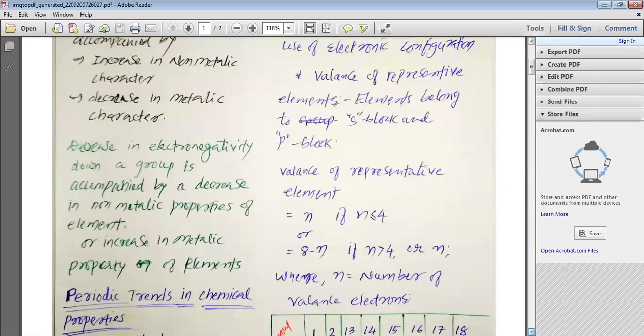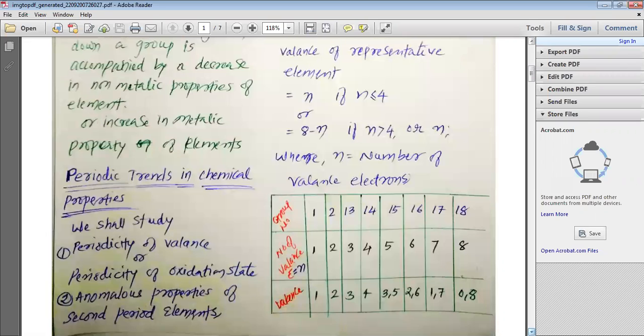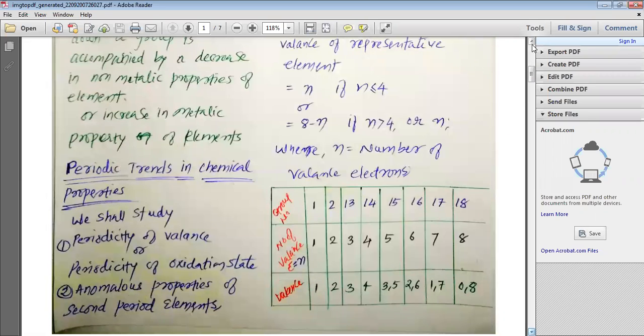For fluorine, the maximum electronegativity was given by Pauling, and the electronegativity for fluorine was considered to be 4. We know that as we go down the group, the value of electronegativity decreases, and as we go left to right, the electronegativity increases.